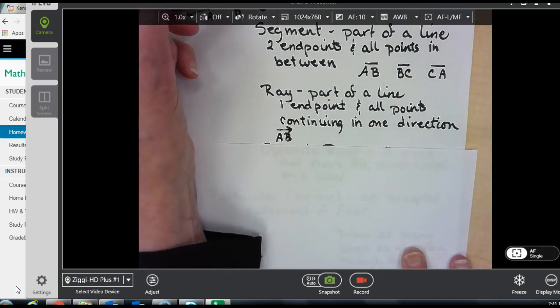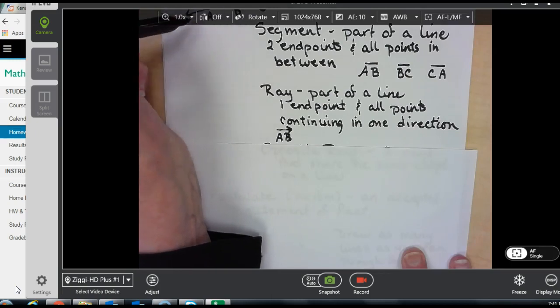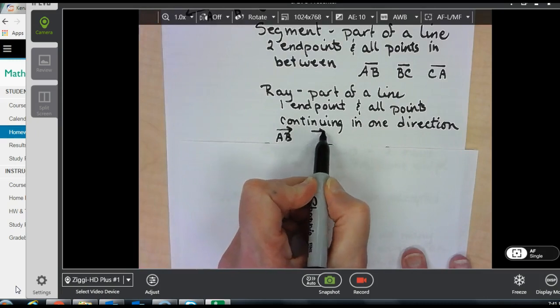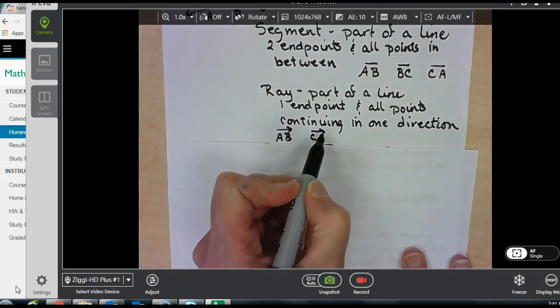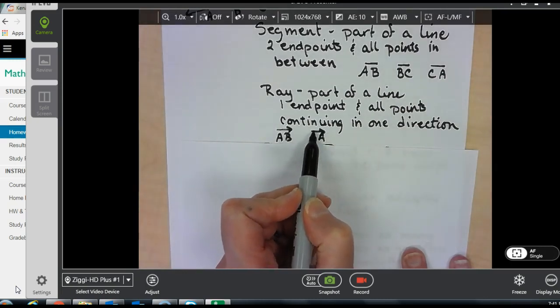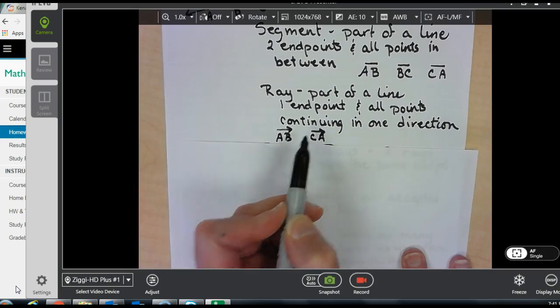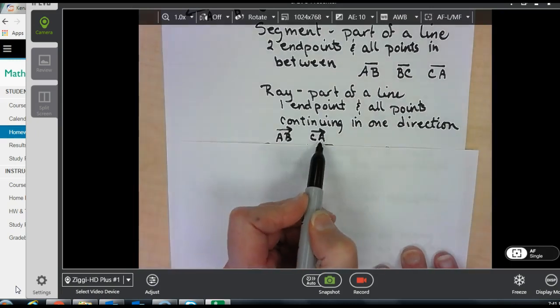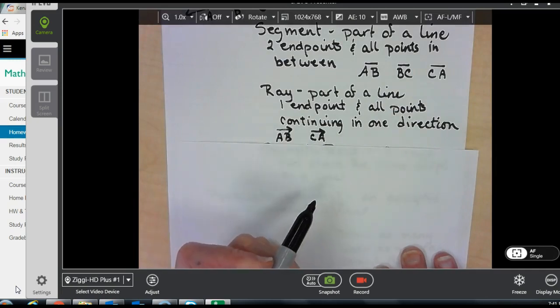If I want to go from C to the left through B and A, I have to say I'm at ray CA. We don't change the ray symbol. It still goes from left to right and points to the arrow showing it continues on. It's the letters themselves that show us the direction.